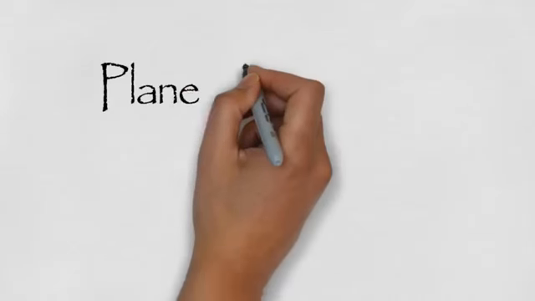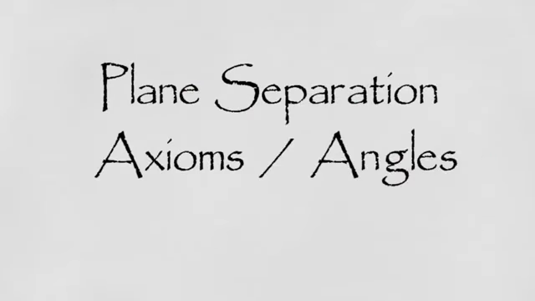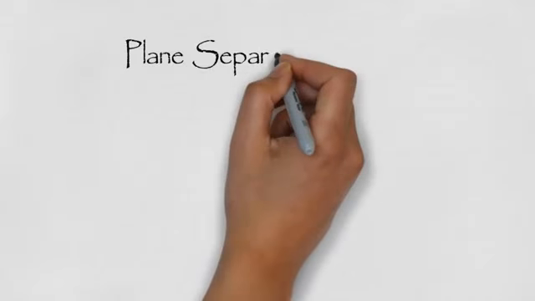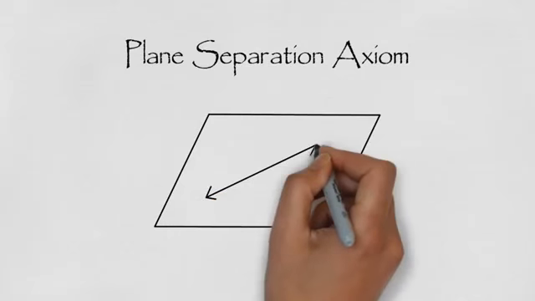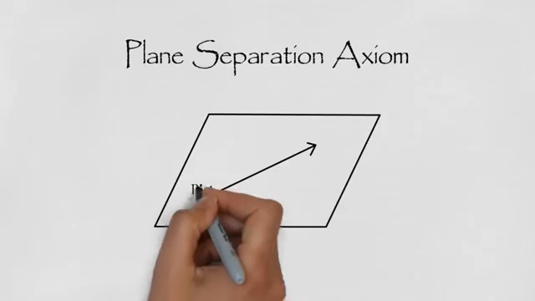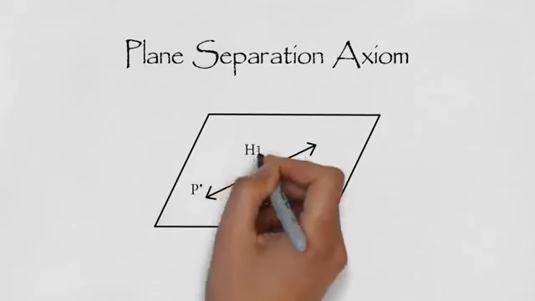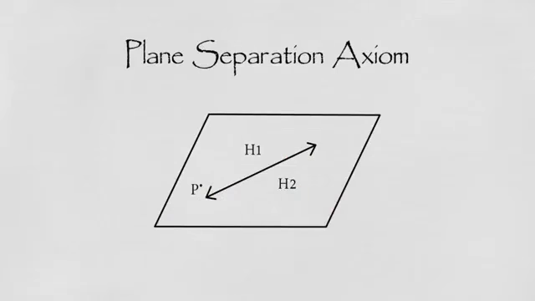Hello students, let's learn plane separation axiom and angles. Plane separation axiom. Given a line in a plane, the points in a plane that do not lie on the line form two disjoint sets H1 and H2.